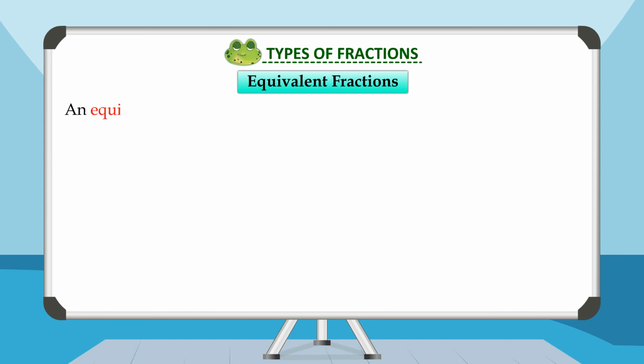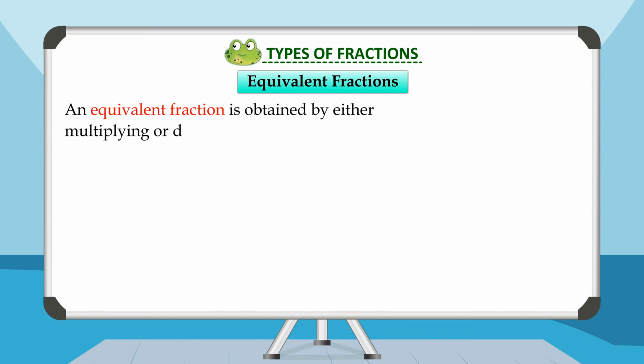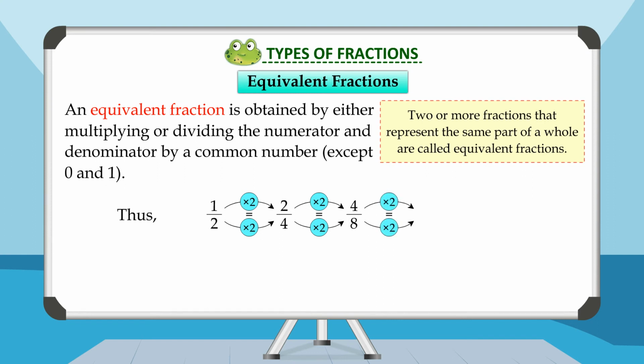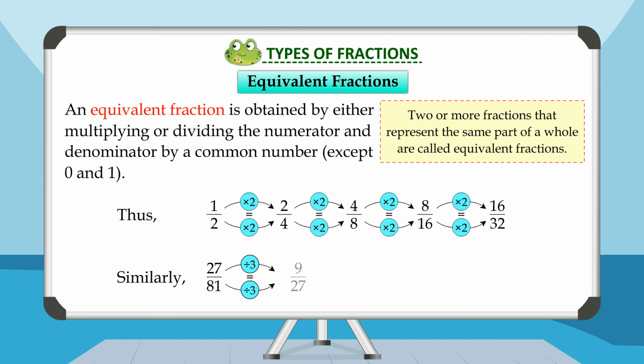Equivalent fractions. An equivalent fraction is obtained by either multiplying or dividing the numerator and denominator by a common number, except 0 and 1. Two or more fractions that represent the same part of a whole are called equivalent fractions. Thus, 1 upon 2 into 2 is equal to 2 upon 4 is equal to 4 upon 8 into 2 is equal to 8 upon 16 into 2 is equal to 16 upon 32. Similarly, 27 upon 81 divided by 3 is equal to 9 upon 27 divided by 3 is equal to 3 upon 9 divided by 3 is equal to 1 upon 3.